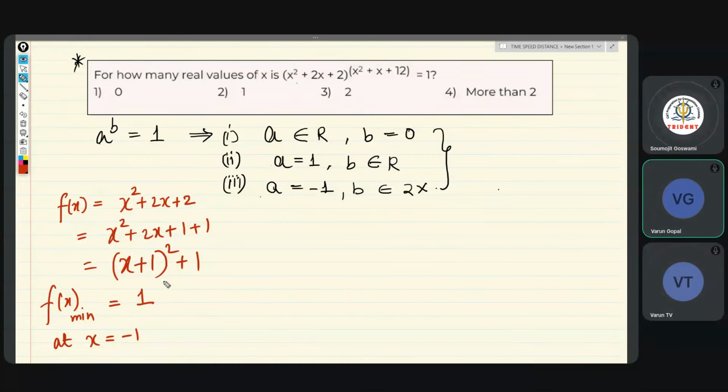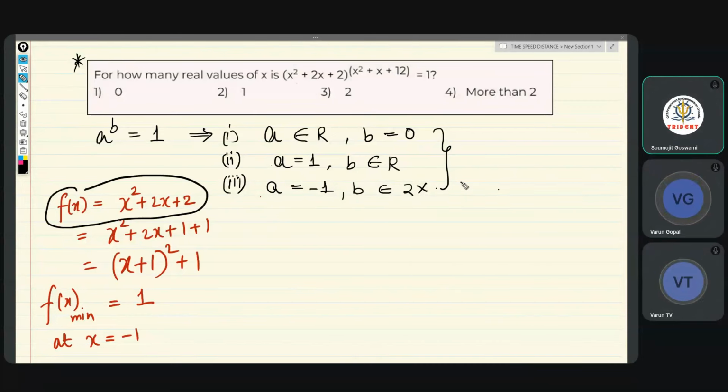Or if you're a little inclined, you would know that the minimum value of a perfect square is always 0, because a perfect square cannot be negative. It's a perfect square, so 0 or more than 0. So minimum value has to be 0. So the min value of this function is 1. What does that tell you? That this function f(x) can never be equal to minus 1.